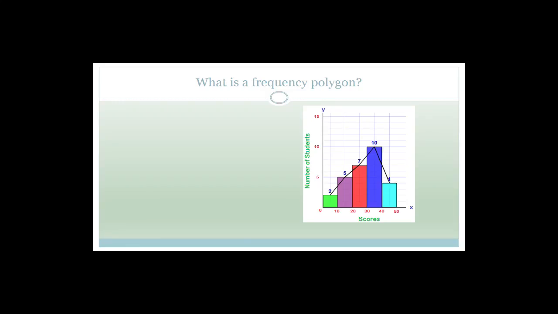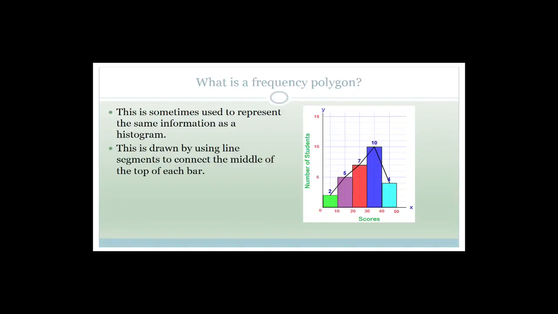Right, now let's talk about a frequency polygon. So what is a frequency polygon? It is sometimes used to represent the same information as a histogram. So it looks like a histogram, okay? But there's a bit of an addition. What is now drawn is a line. They draw a frequency polygon by joining the center points of each bar of the histogram.